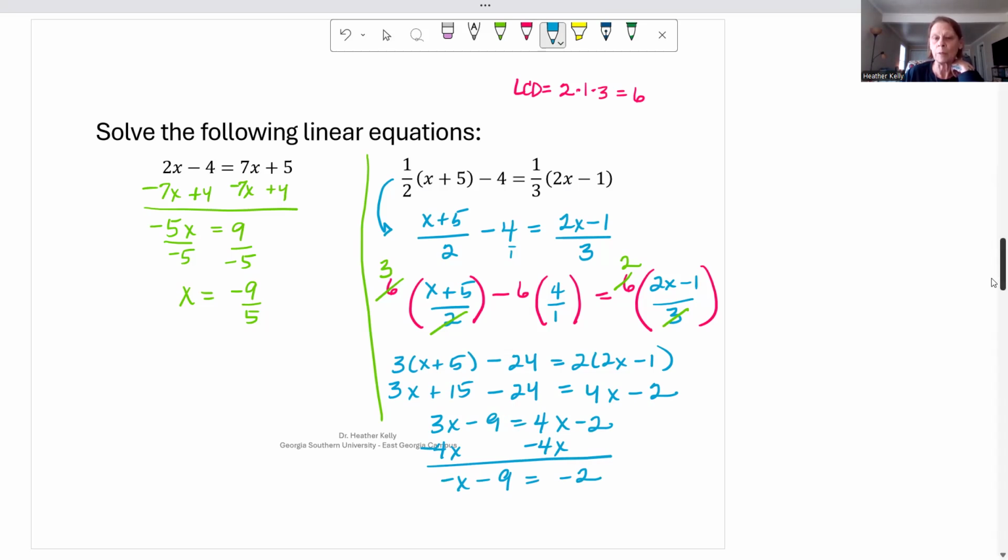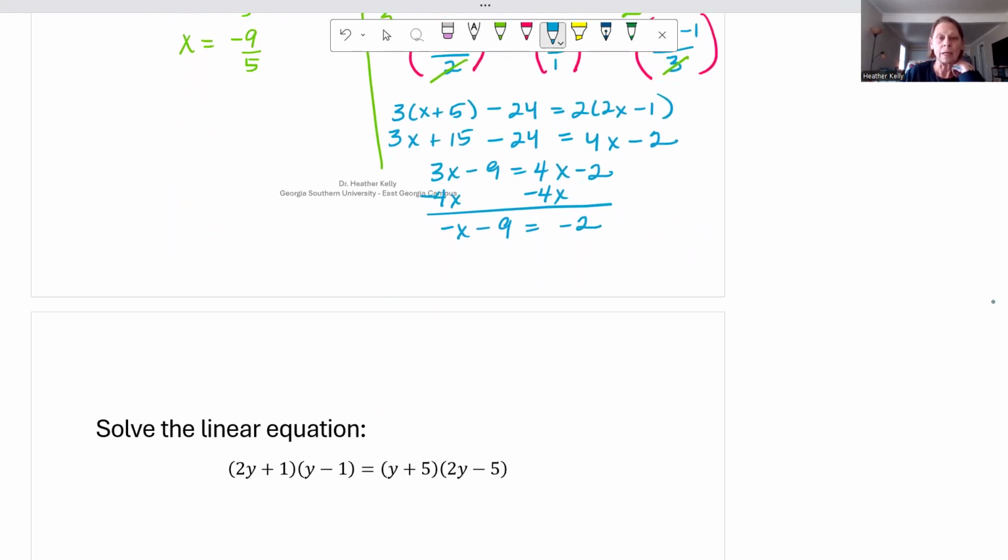Okay, so here's where we are. I'm going to add that 9 over. We get negative x is equal to 7, and this isn't solved for x, right? It's solved for negative x. So we're going to divide both sides by -1, and we get x is equal to -7. All right.